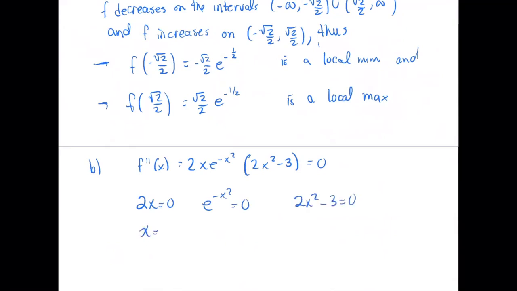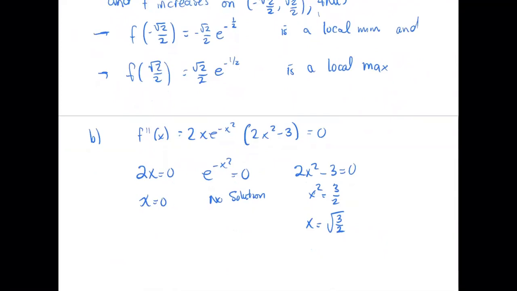So here we get x equals 0. Here we get no solution like last time. And here we get x squared is equal to 3/2. So x is square root of 3 over 2. Okay. So square root of 3 over 2, again, I don't know that one off the top of my head. But it looks like it's the square root of 6 over 2.